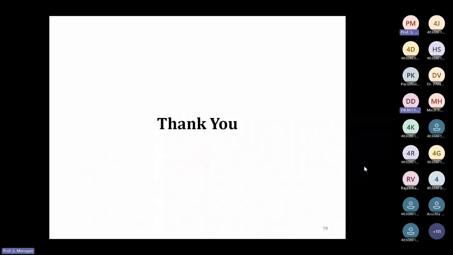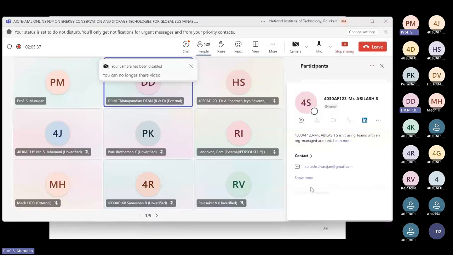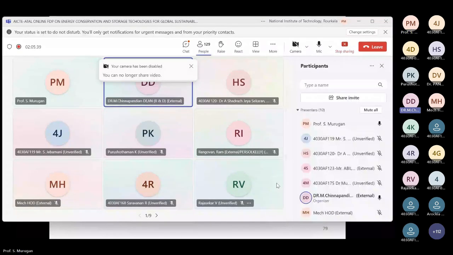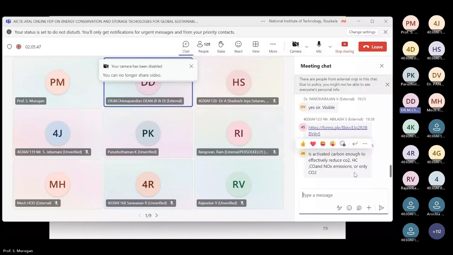Thank you. Professor, there is one question from the chat box. I will read out the question. Is activated carbon enough to effectively reduce CO2, HC, CO and NOx emission, or only CO2? This is a question from Jay Kumar.